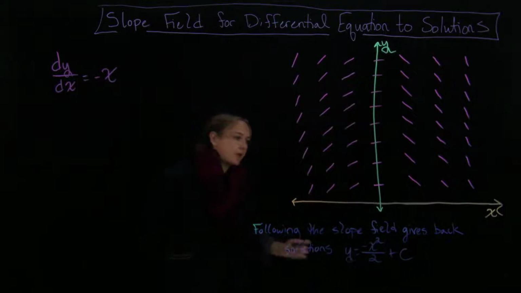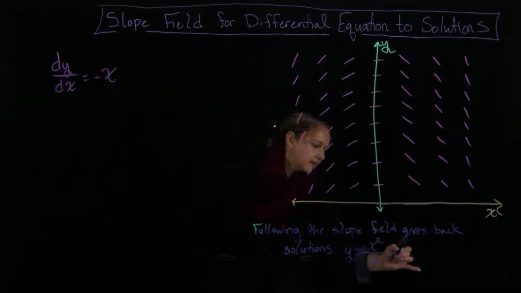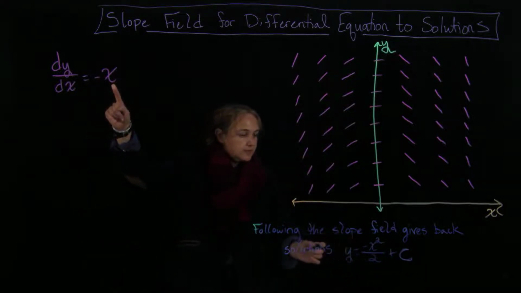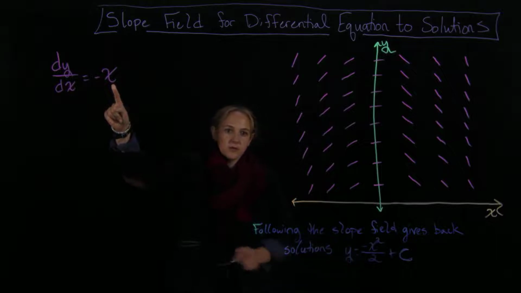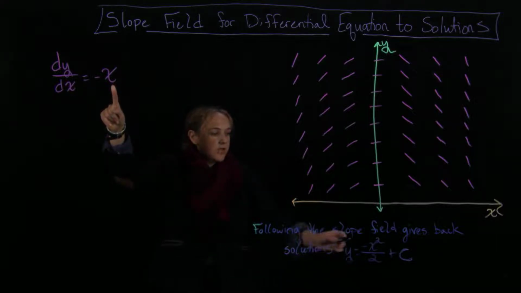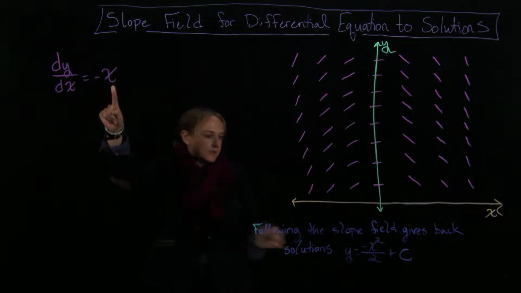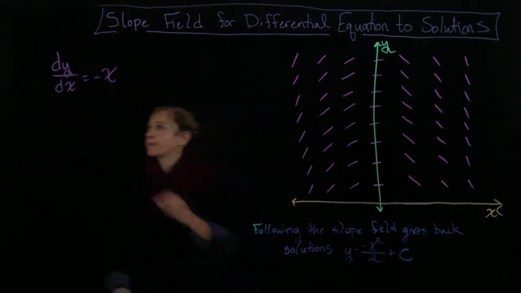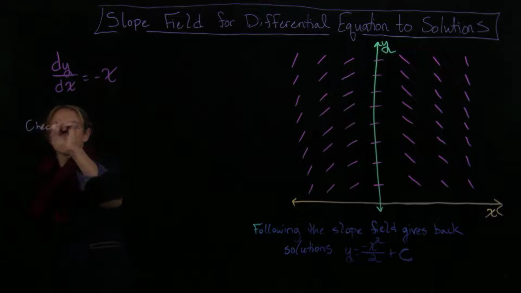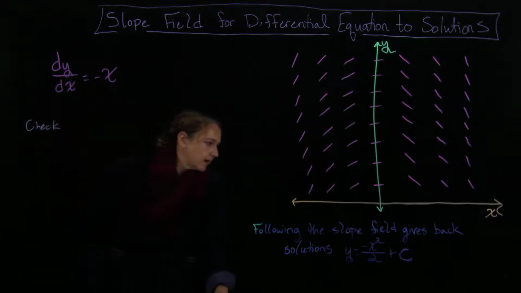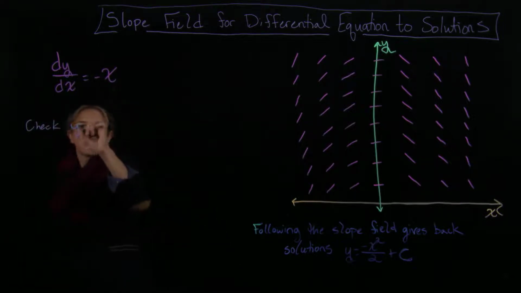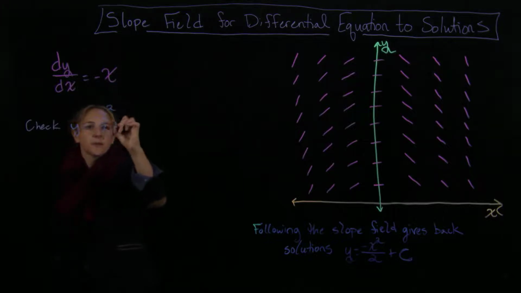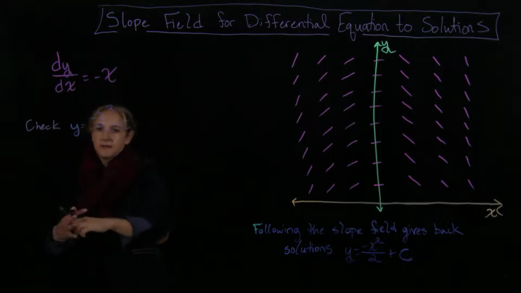Okay? So let's look at what I mean by that, because these are solutions to this differential equation. When I say solutions, I mean solutions to this differential equation. And you can check, right? How do I check that this is a solution to this differential equation? Actually, let's just do this over here. Check that y equals minus x squared over 2 plus c is in fact a solution.